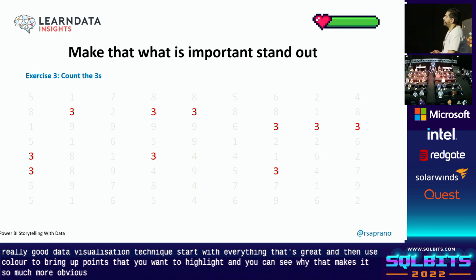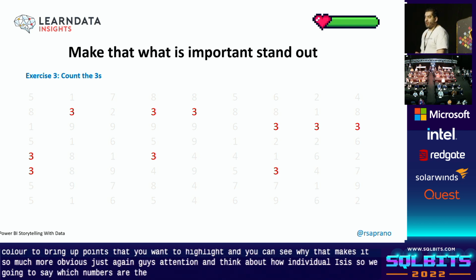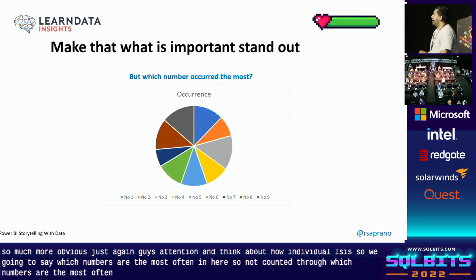So now let's look at guided attention again, and think about how we're going to visualize this. We're going to say which numbers occurred the most often in here. So, not counting the threes, which numbers occur the most often? A pie chart is marked here. I'm not going to get shot down, am I? A pie chart is a way of showing part to whole.